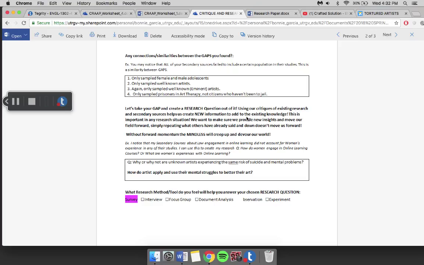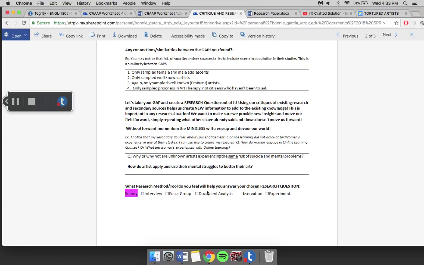So we were told to choose a certain research method to fix those gaps that our secondary sources had, whether it be because they only sampled a certain group. Here we have that one of the secondary sources only sampled female and male adolescents, not anyone older, not anyone younger. Before I had even started with this, I had never done research on my own before. So this was the first time for me to learn all of this.